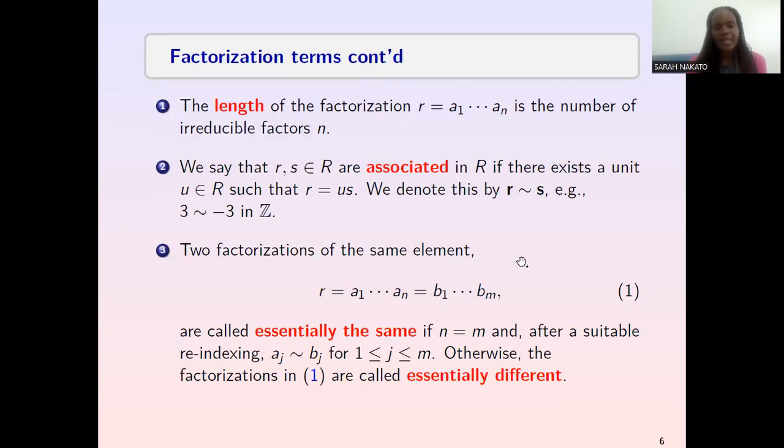Great. Now for us in factorization theory, we consider some elements to be the same. So 2 factorizations of the same element are called essentially the same if they contain the same number of irreducibles. In other words, n is equal to m. And after a suitable reindexing, a_j is associated to b_j on the other side. So that's what we call essentially the same. Otherwise, we call them essentially different. Great. So we're going to look at some examples of this.